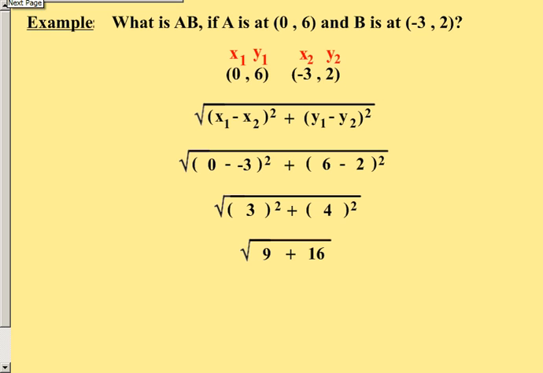Next thing we're interested in is simplifying underneath the radical. So 9 plus 16, that is 25. And 25 is actually what we call a perfect square, meaning it is the result of a whole number being multiplied times itself. So this one we will simplify. What number times itself equals 25? Well, obviously the answer is 5. The distance between 0, 6 and -3, 2 is exactly 5 units. So if we have a perfect square underneath our radical, we will go ahead and simplify it down into a whole number. But again, we'll learn how to work with those radicals a little later on in the year.